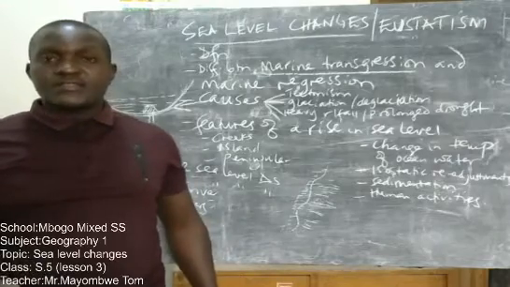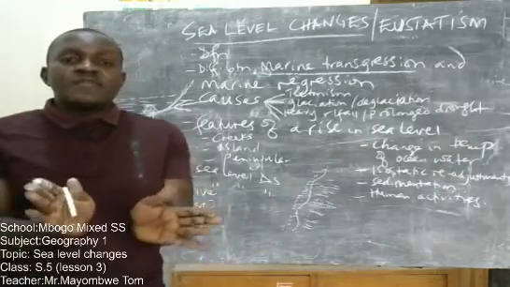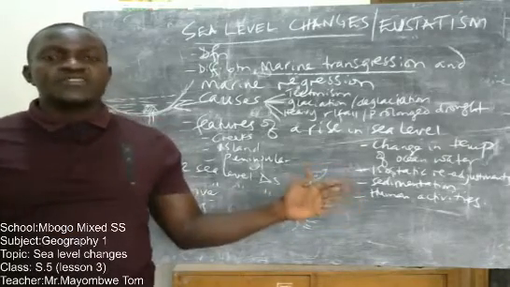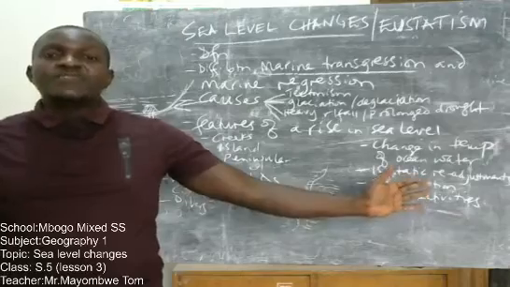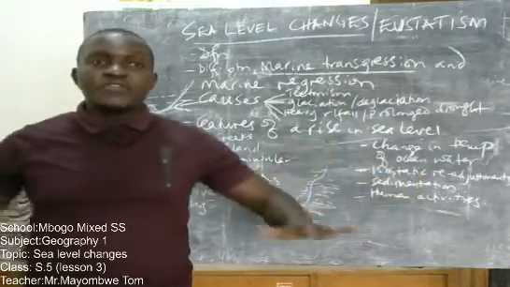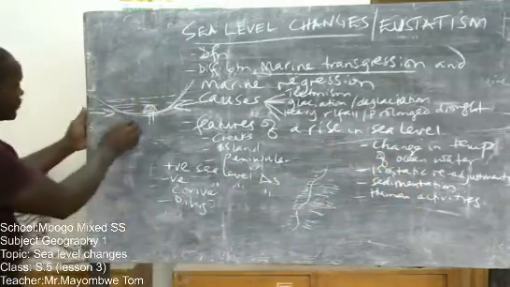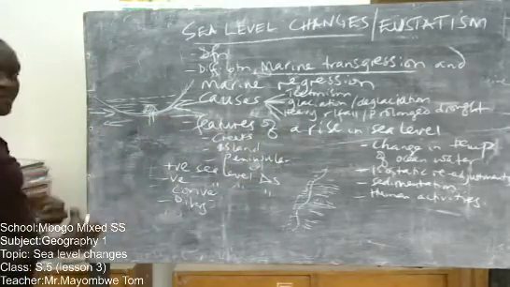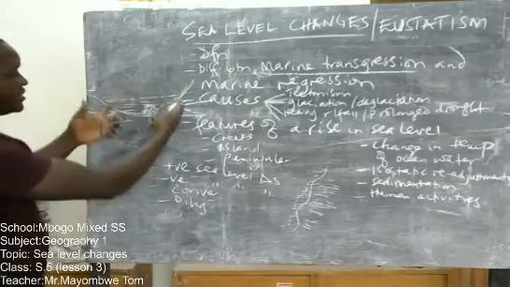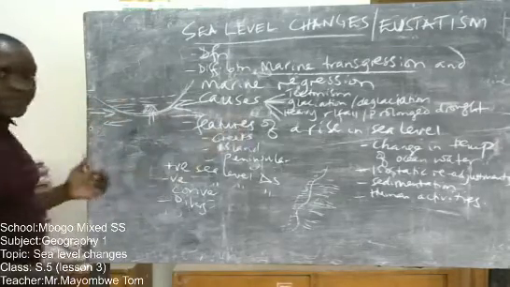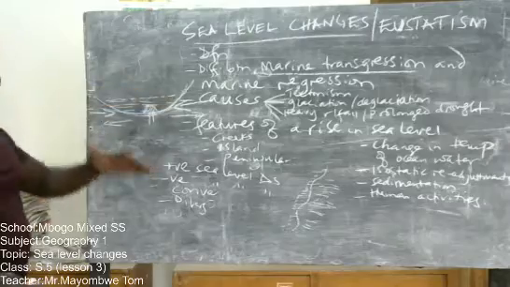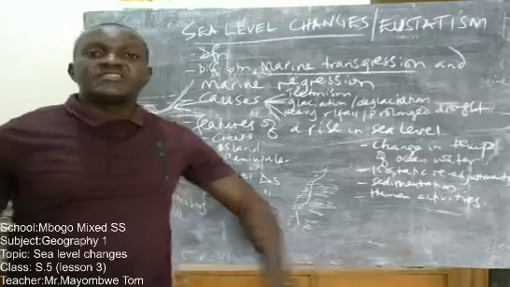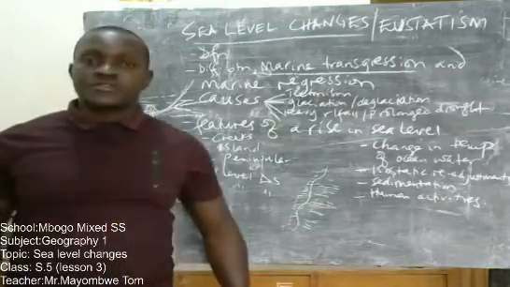On the other hand, when there is divergence of tectonic plates caused by tensional forces, the seabed expands, leading to a fall in the sea level. That means that this water is going to occupy a bigger surface area. So the sea level will fall or reduce.